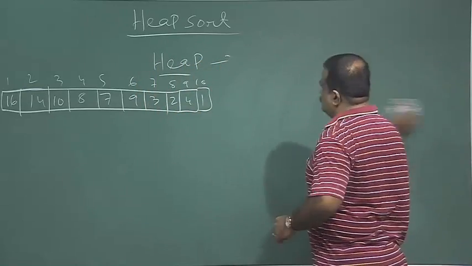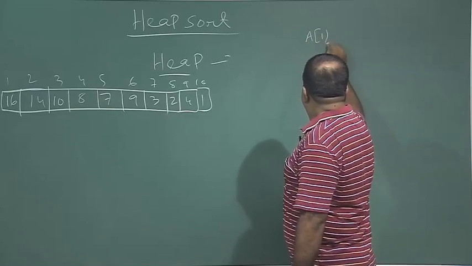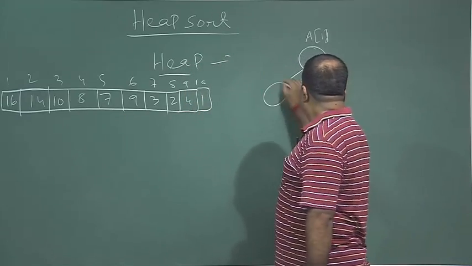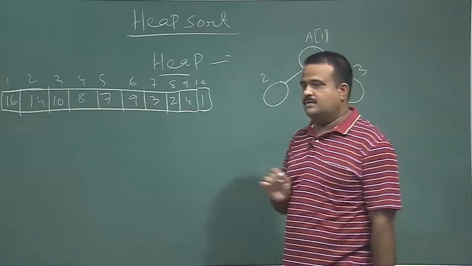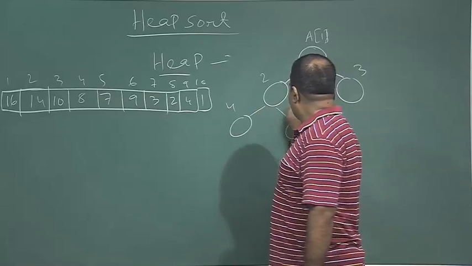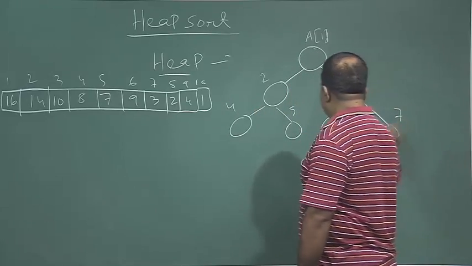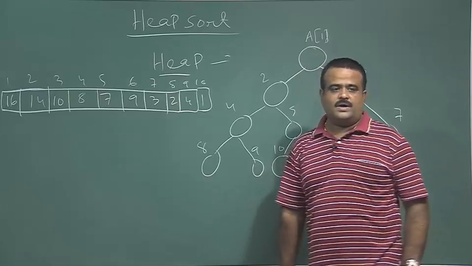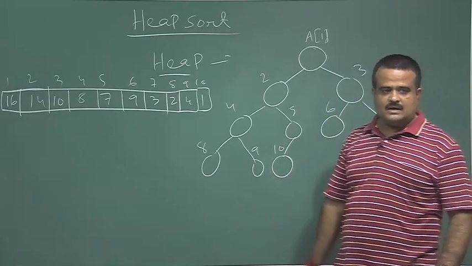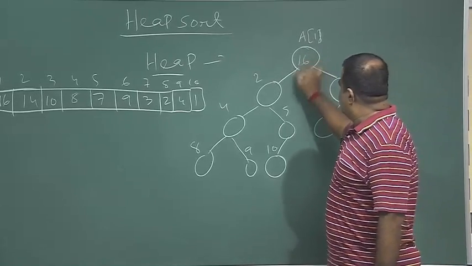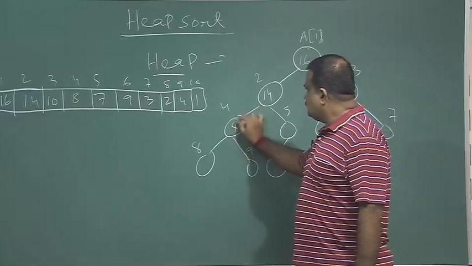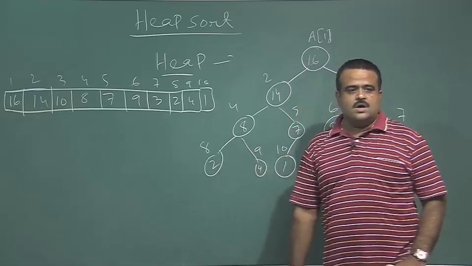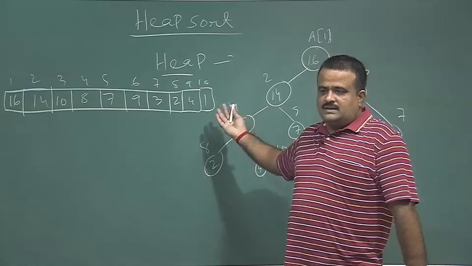We just take the first node A1 as the root of the tree. Then we take its left child and right child as A2, A3, and then A4, A5, A6, A7, A8, A9. There are 10 elements, so A10. Okay, so we are viewing this as a binary tree. So A1 is 16, 14, 10, 8, 7, 9, 3, 2, 4, 1. So any array we can view like this as a tree.